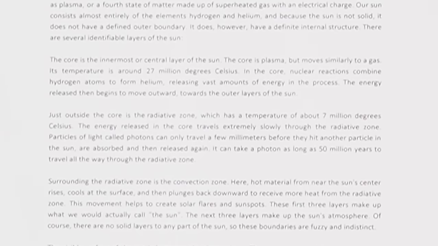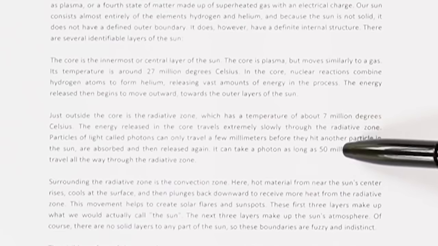So what we need to do now is scan for the location where they talk about the composition of the sun. So the interior is the core. So we're looking for the core. Okay, so the core is here, the core is here.